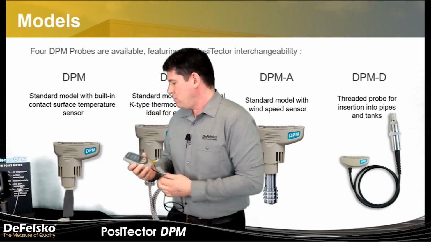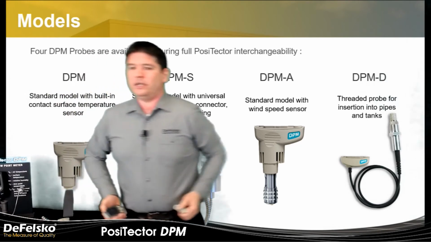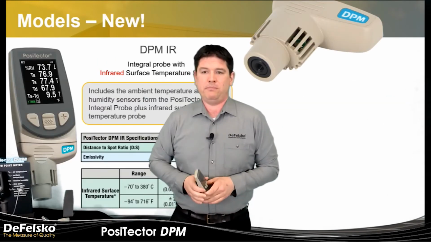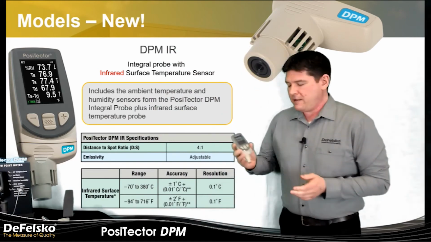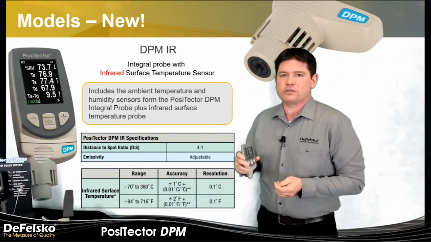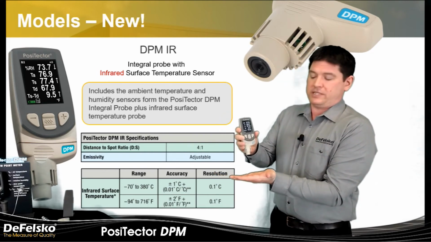So those are the 4 probes we'd have up till now, but I know what most of you are interested in is the new PosiTector DPM IR. This is very similar to the PosiTector DPM, except instead of the contact surface temperature probe, this has an infrared thermometer to measure surface temperature.